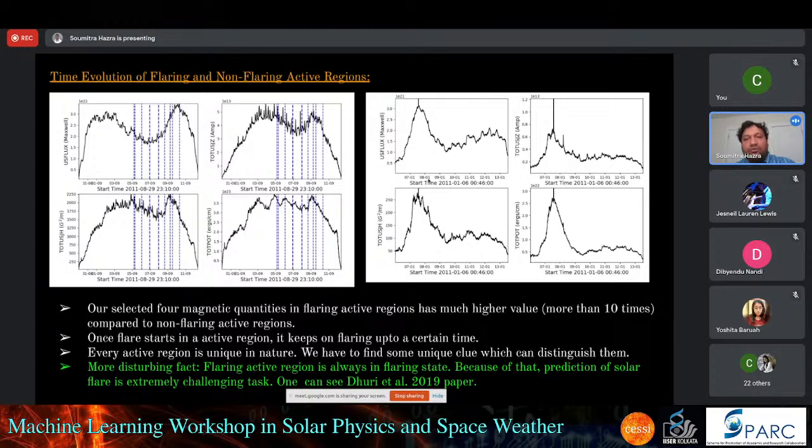So what we have to do is predict the flare. Every active region is unique, so we have to find some unique clue which can distinguish the flaring region from the non-flaring one.